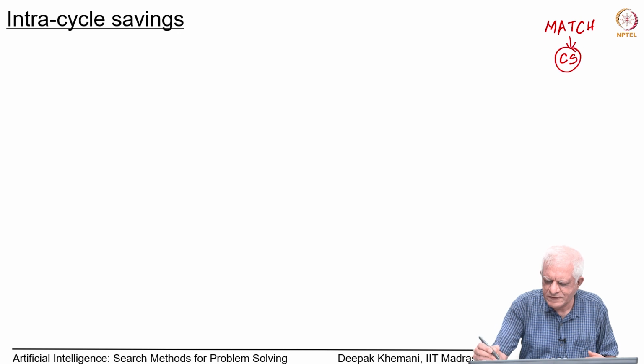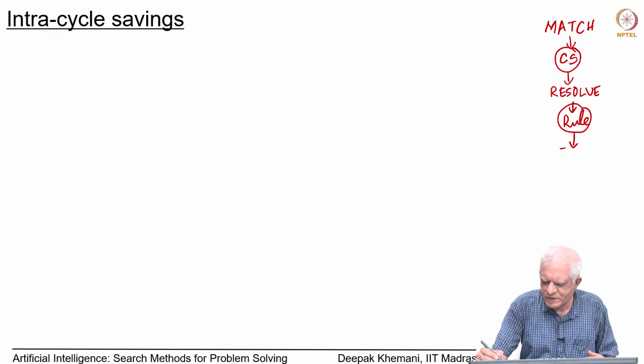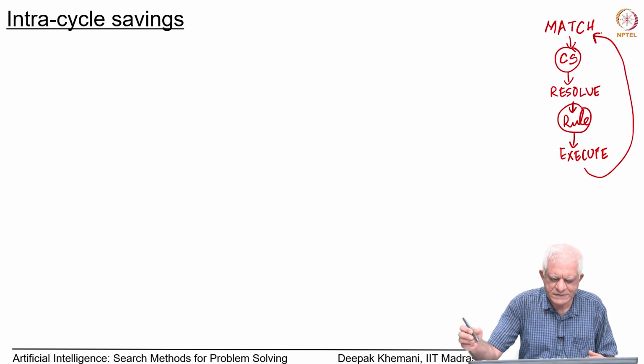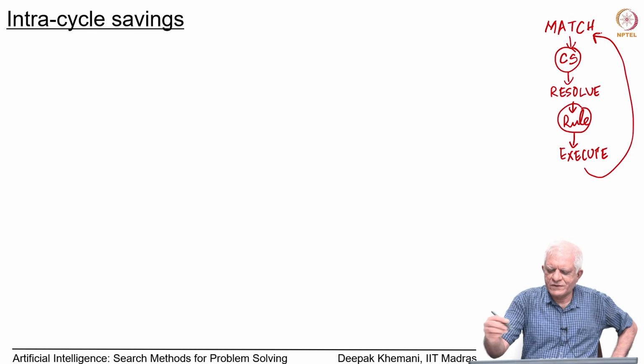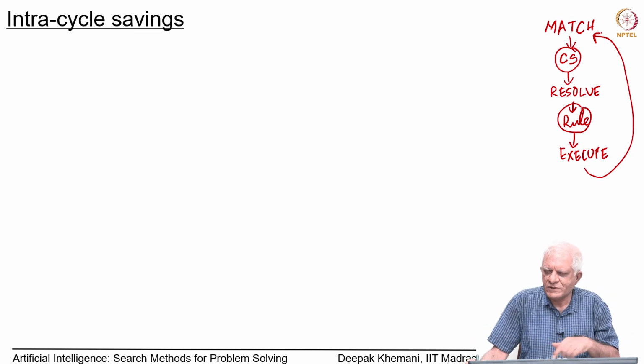So, let me put this in a circle, and then you do resolve, you produce a rule, and then you do execute, and the output of this execute basically goes back into match essentially. So, this is a cycle that we are talking about. You keep going through this cycle.